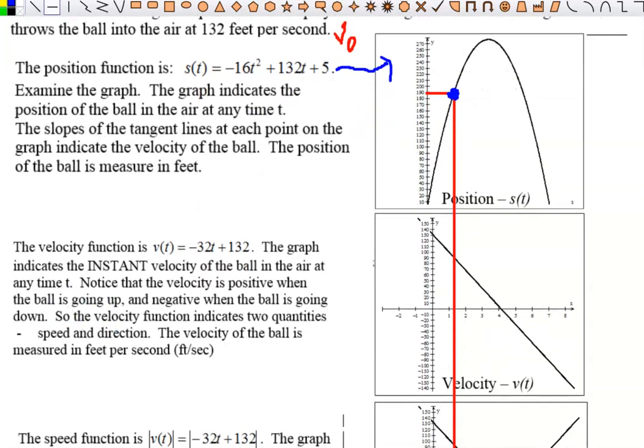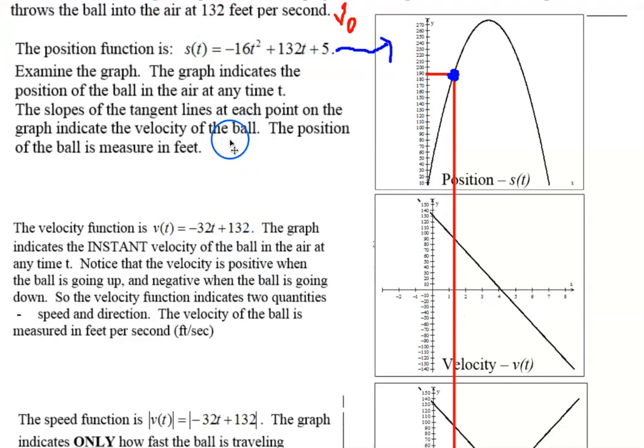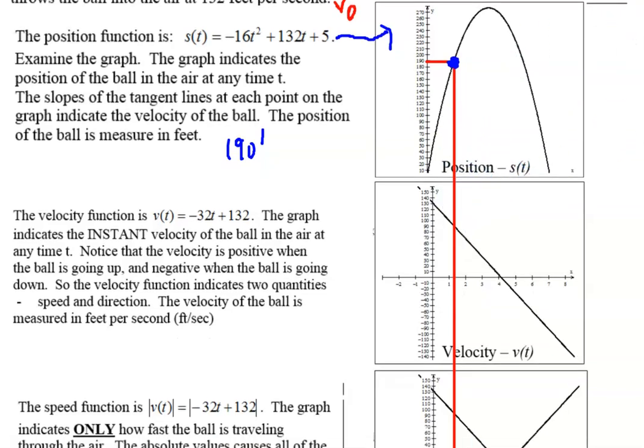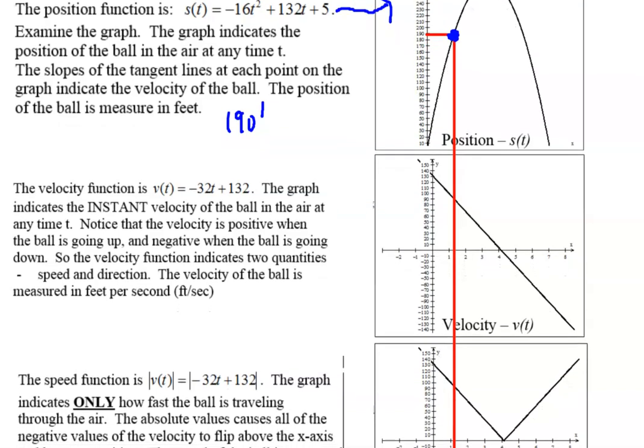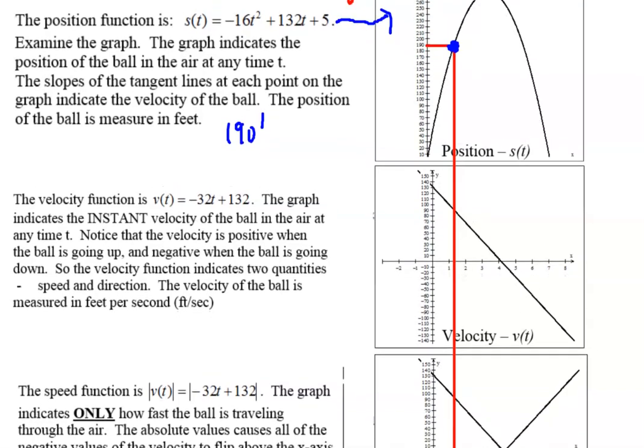Let me write that down. So in my frozen moment of time, the ball is 190 feet in the air. Now let's see what happens with the velocity, because these four graphs are lined directly up under each other. I've already found the derivative of the position function. Notice if you use the power rule here and take the derivative, you get negative 32t plus 132. So this is my instant velocity of my frozen moment of time.